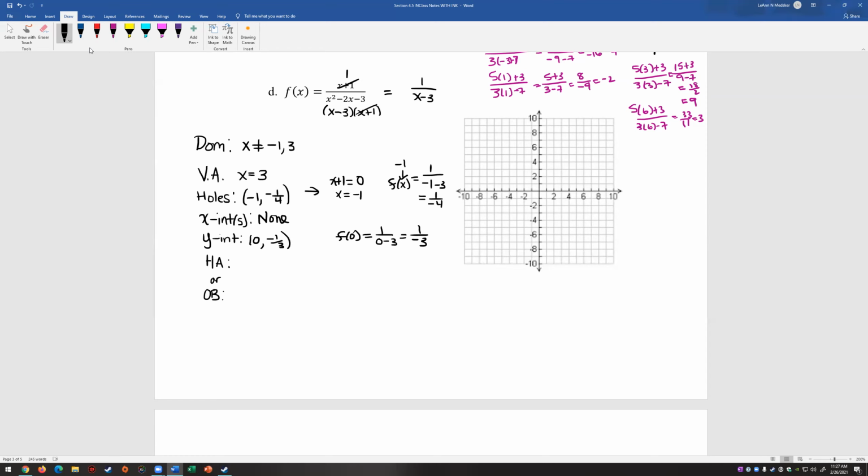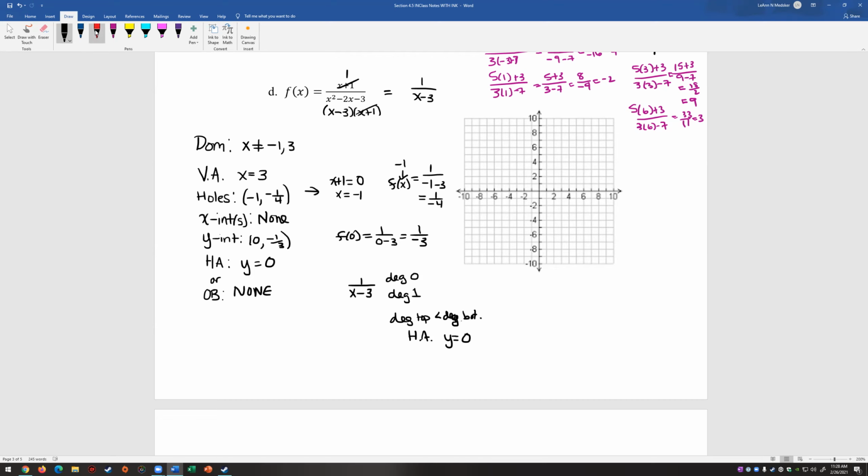And then you can look at the reduced form for your horizontal versus oblique. The degree of the numerator is 0 because there is no x. The degree of the denominator is 1. When the degree of the top is less than the degree of the bottom, it's going to be a horizontal asymptote, and it is the line y equals 0. And you can see that by doing long division. X minus 3 cannot go into 1 because you can't put something with a bigger x into something with a smaller x or no x.